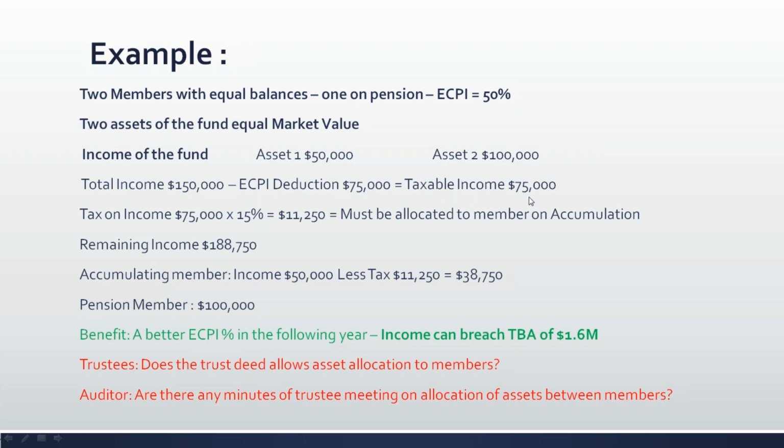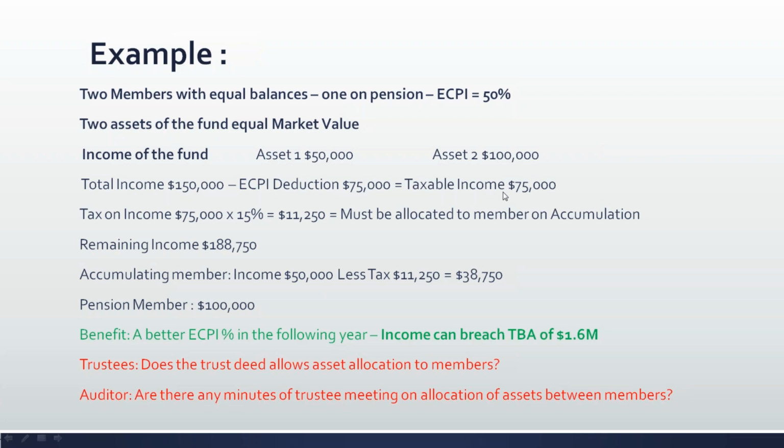So the taxable income of the fund is 75,000. We're ignoring all the expenses; we're just looking at the income of the fund. So the tax on income of the fund is 11,250, which is basically 15% tax on the person who is in accumulation. Now, because the person who's on pension does not pay any tax, all the tax must be allocated to the member who's in accumulation.